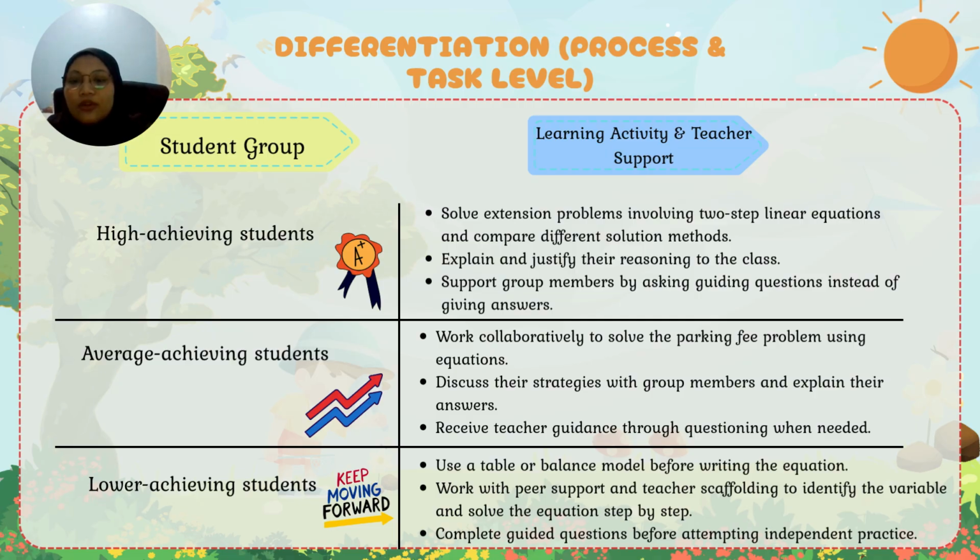And the last one is the lower achieving students. They can use a table or balance model before writing the equation, work with peer support and teacher scaffolding to identify the variable and solve the equation step by step, and complete guided questions before attempting independent practice. So, with this process differentiation, I think it is easier for teachers to do, as long as all three groups of students with mixed abilities get the same learning outcomes at the end of the lesson.